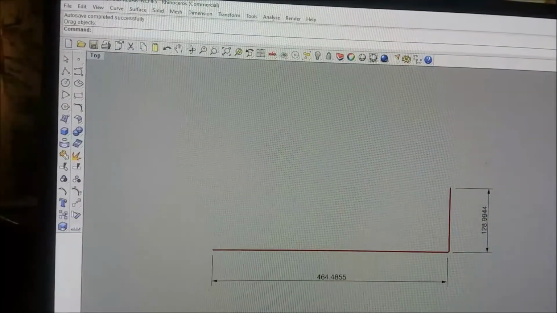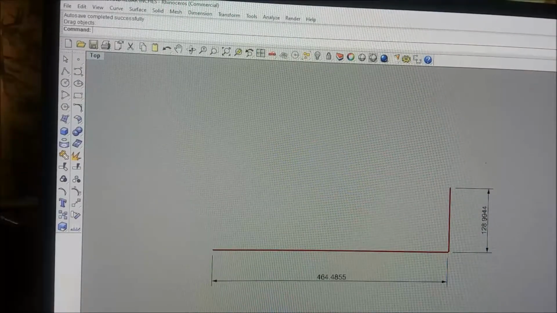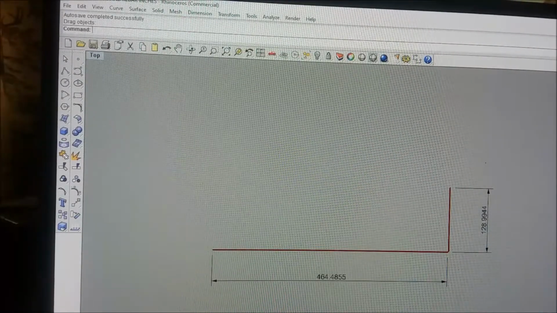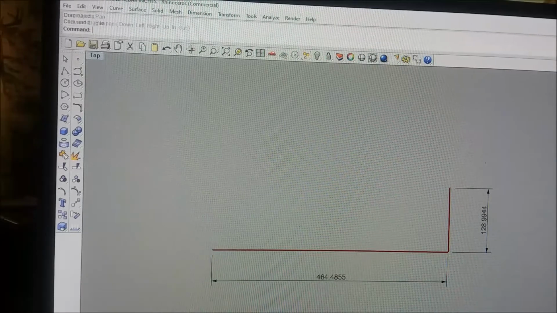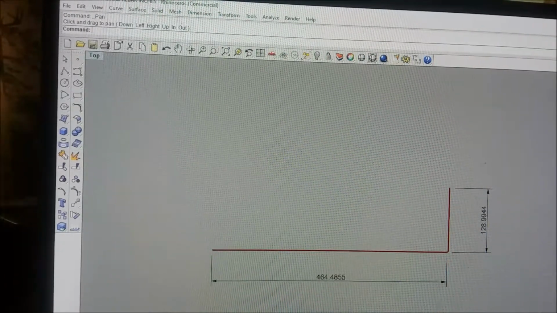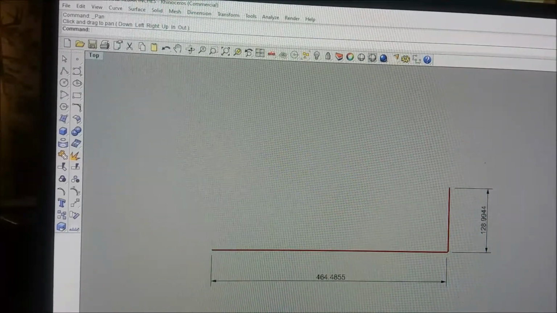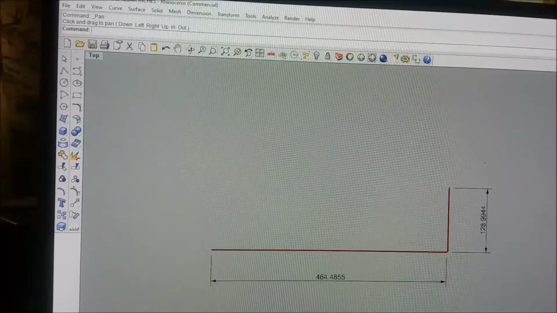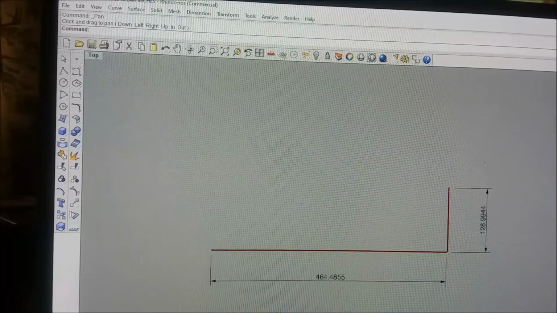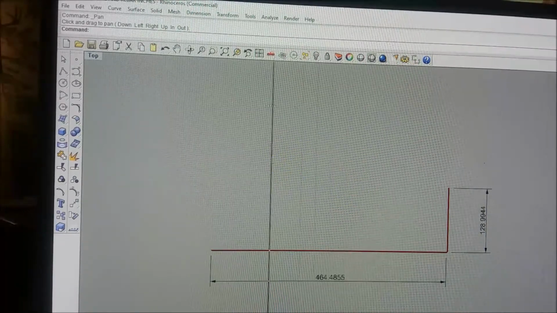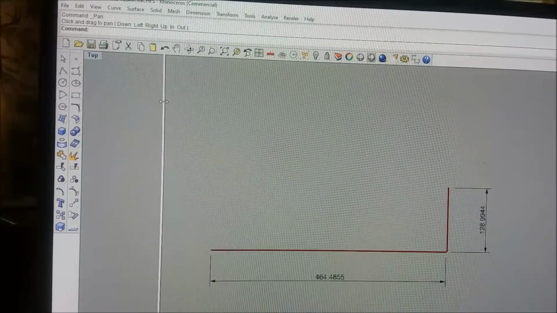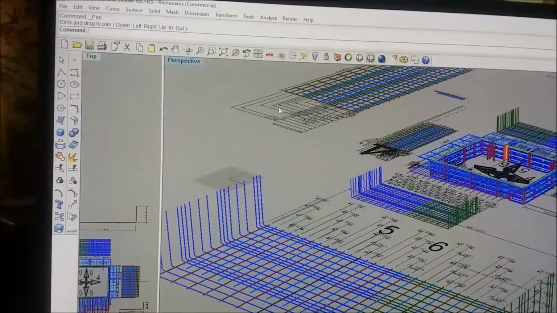It's decided it needs to save again. Escape. There we are.